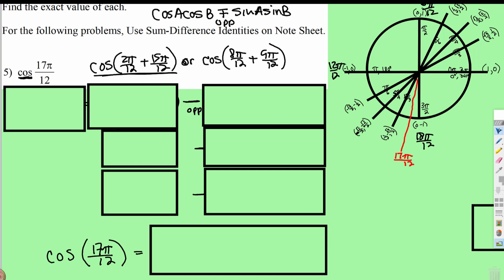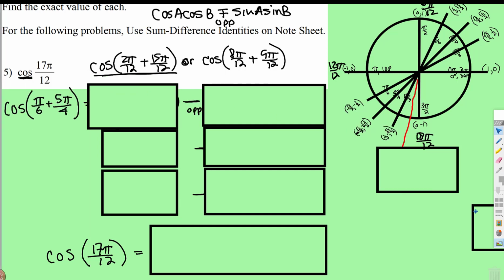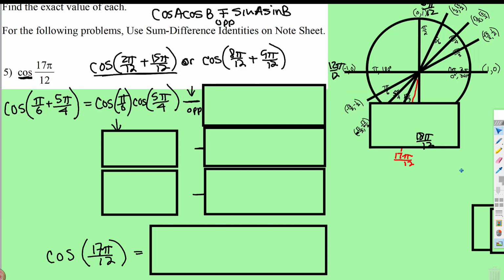You could also use a difference. You could maybe do cosine 21 pi 12, subtract 4 pi 12s or something like that. But this is the one I chose. And remember, 2 pi 12s reduces to pi 6. 15 pi 12s reduces to 5 pi 4s. And this is a plus sign. So when we put it into the identity, we'll use a subtract sign. So let's put it into the identity.